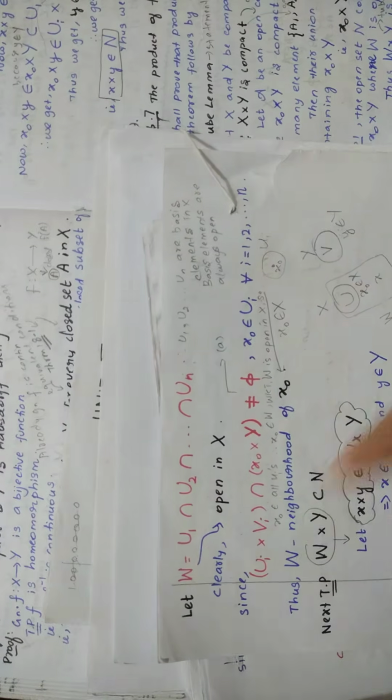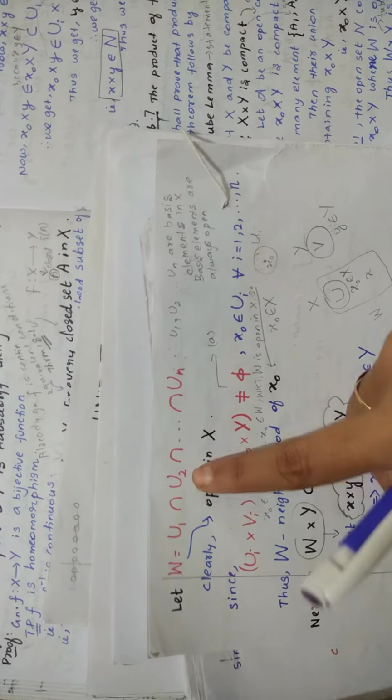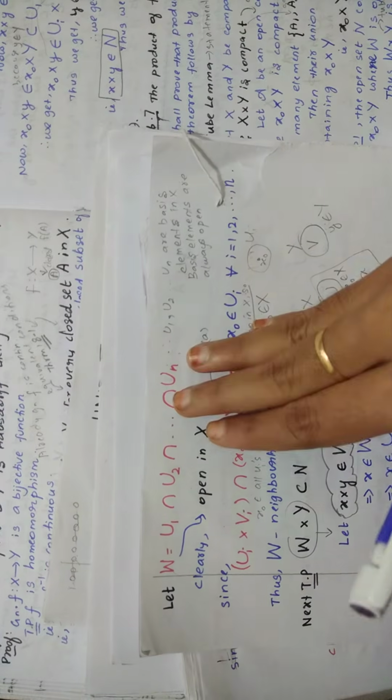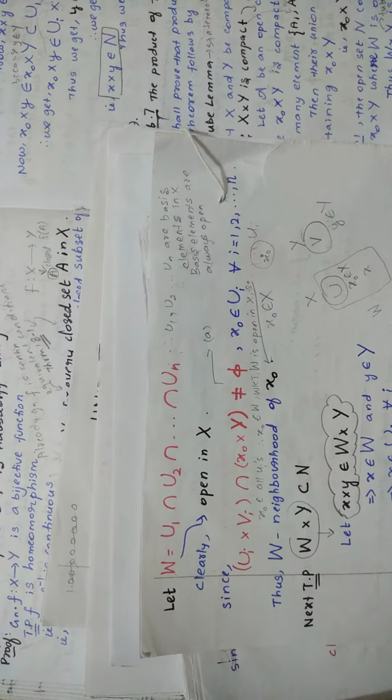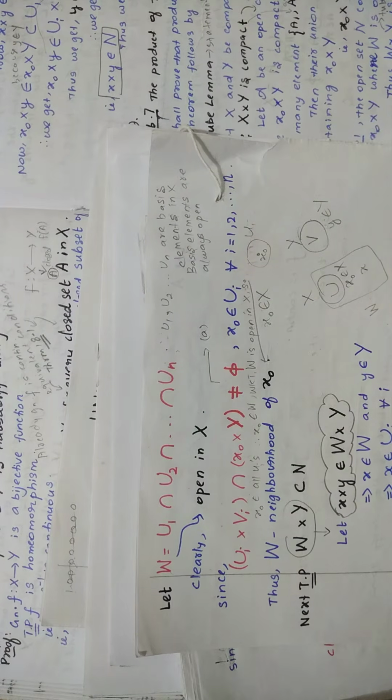So here I hope till this you are clear. And let us move on to the next step. So in this step, what you are doing is, you are taking W equal to the intersection of U1, U2, up to Un. Let W equal to this. That is how you are taking. So here you have to know something. These U1, U2, U3, U4, Un are the basis elements present in X. Okay, these are the basis elements present in X.